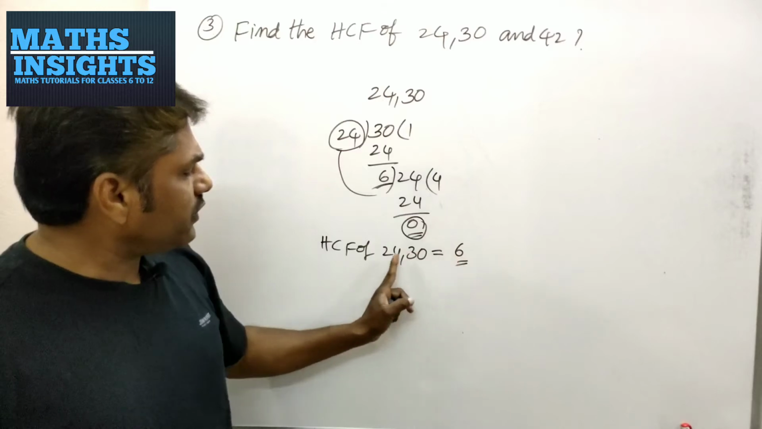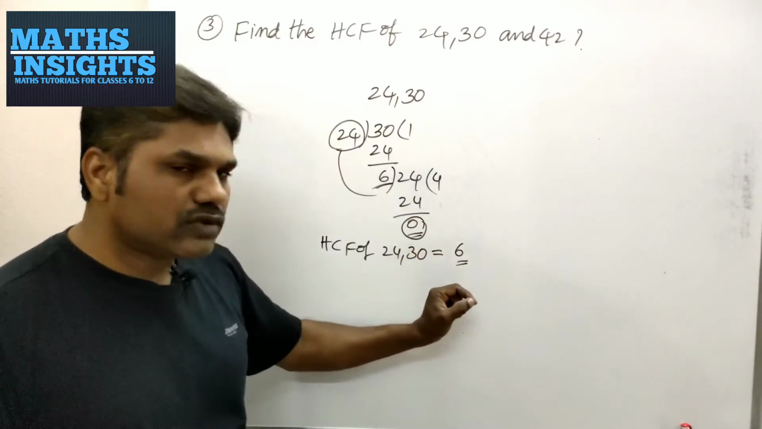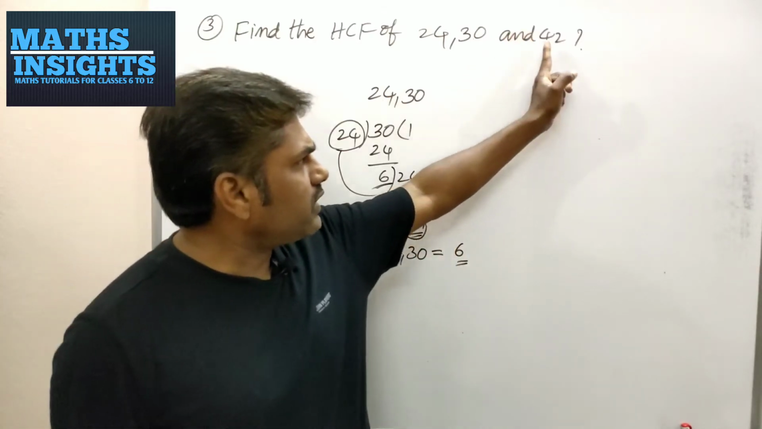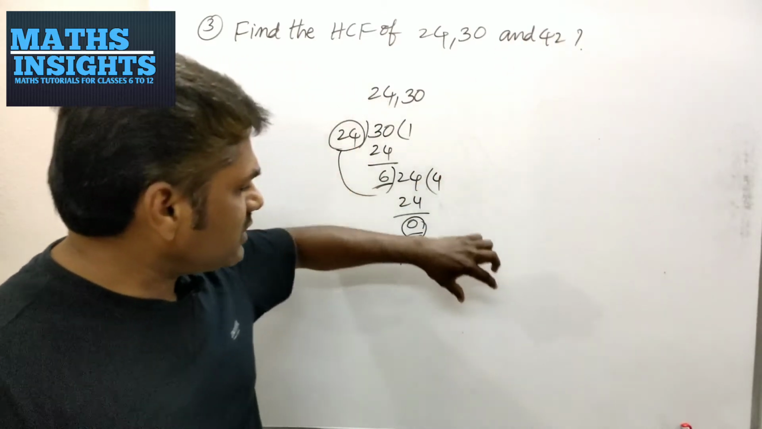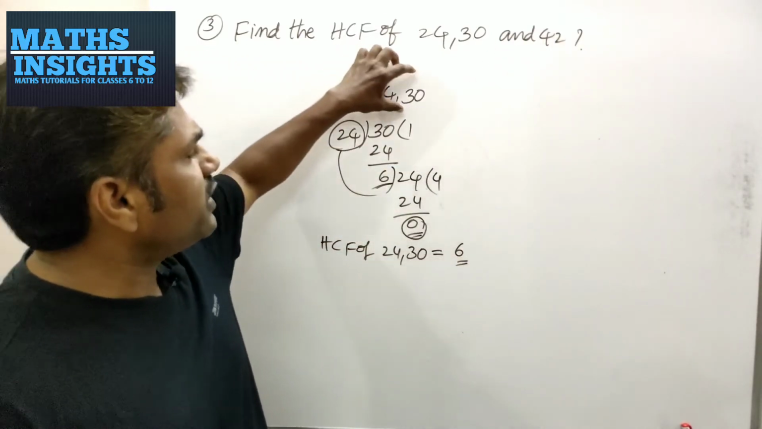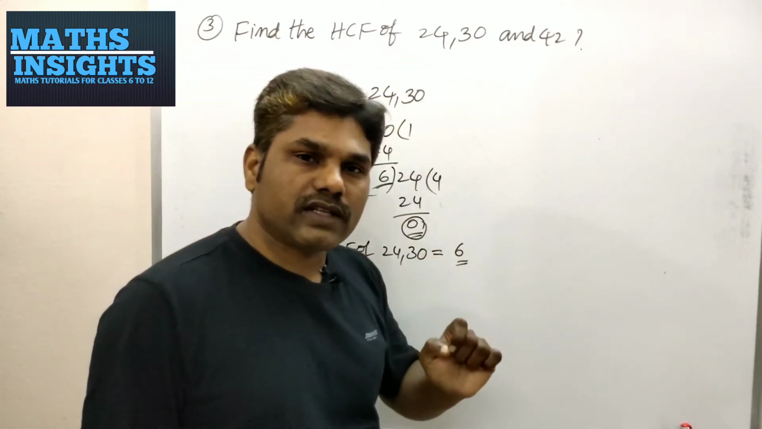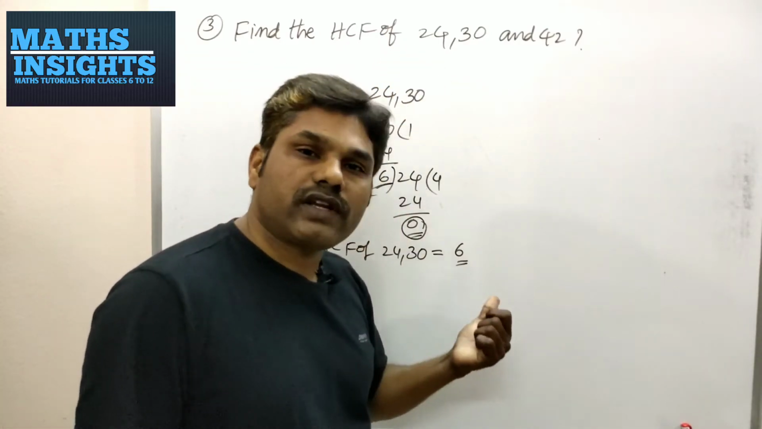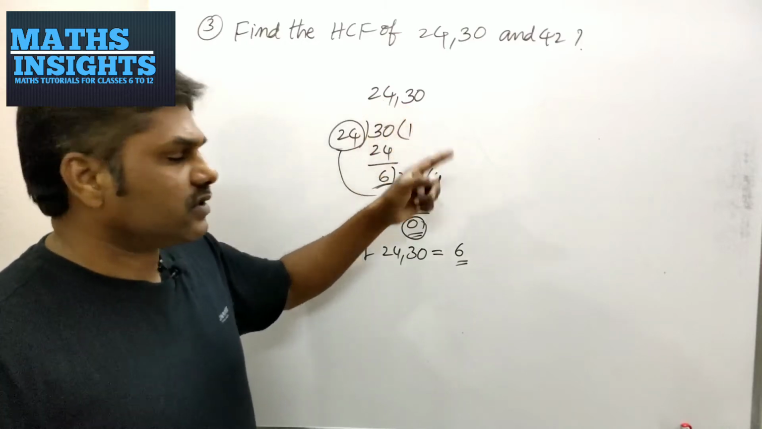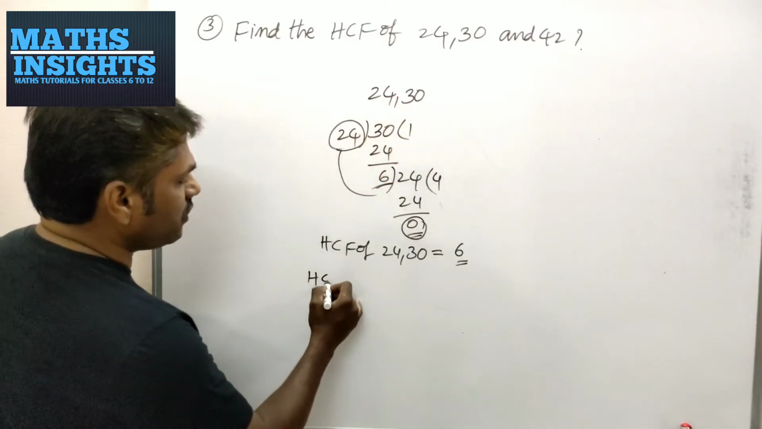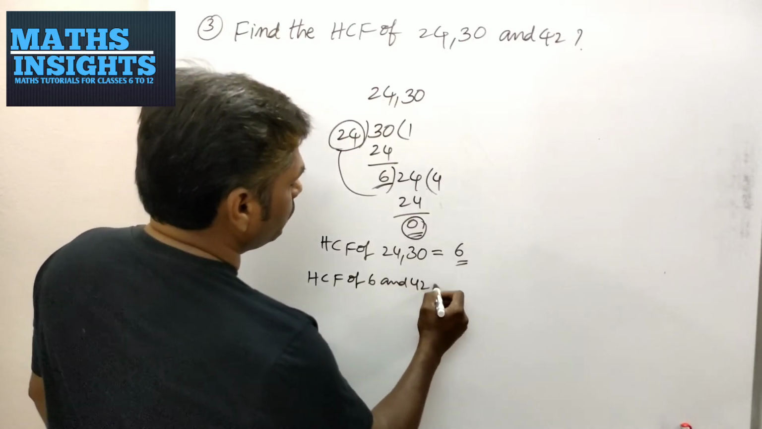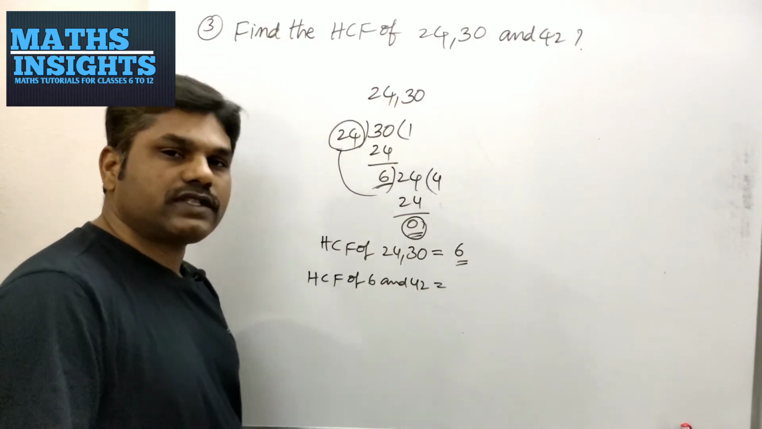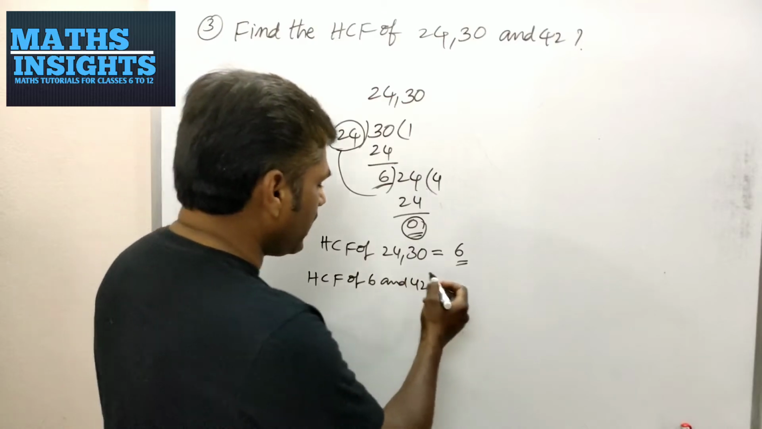Therefore, after finding the HCF of these two numbers, I will find the HCF of 6 and 42. Why? Because 6 is already representing 24 and 30. There is no need to write these numbers. Therefore, the HCF of 6 and 42. I will follow the similar way which was followed earlier.